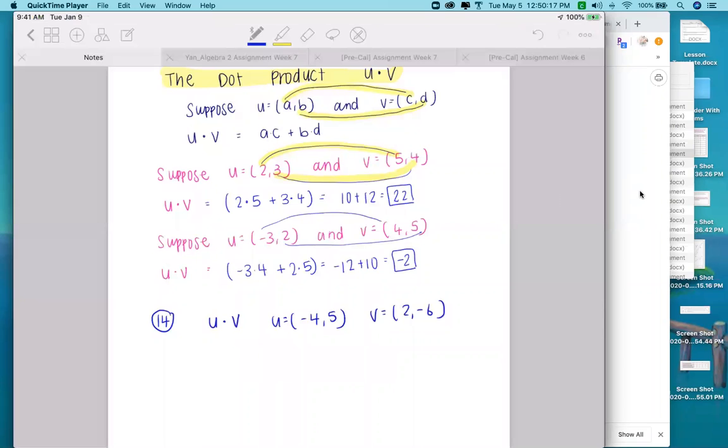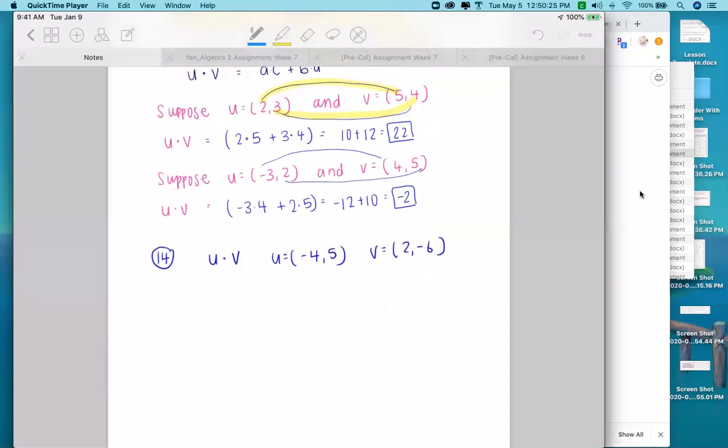Okay, so you guys are getting your answers. Negative 4 times 2, adding 5 times negative 6. Yes, it's negative 38. Okay, good job.